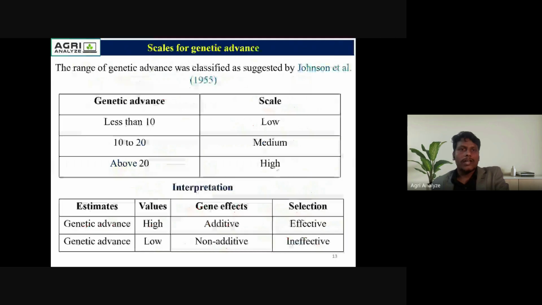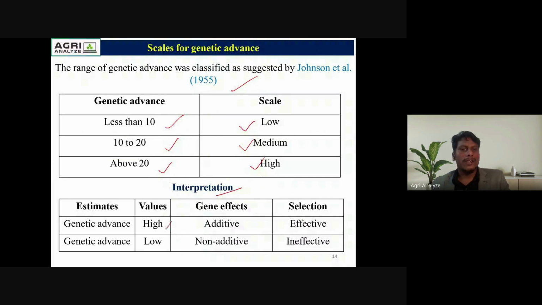So come to the next slide. This is the scale for the genetic advance, also suggested by Johnson et al. If the value is less than 10, then consider it low genetic advance. If the value is 10 to 20, then consider it medium genetic advance. If above 20, then consider it high genetic advance. Here is the interpretation of the genetic advance.